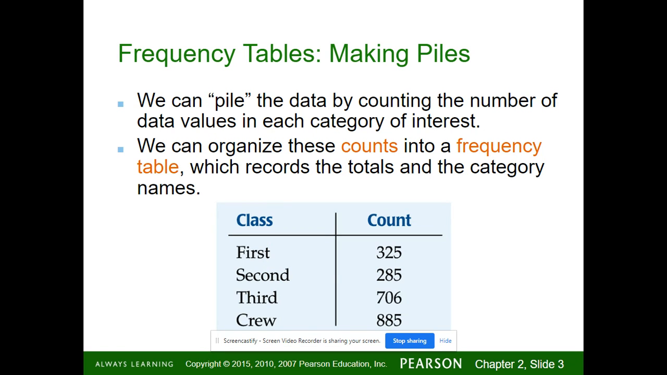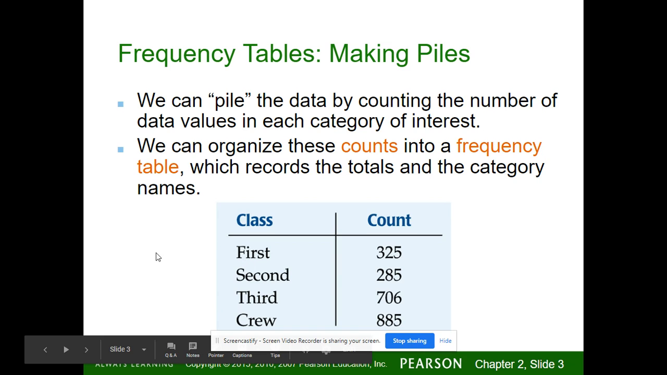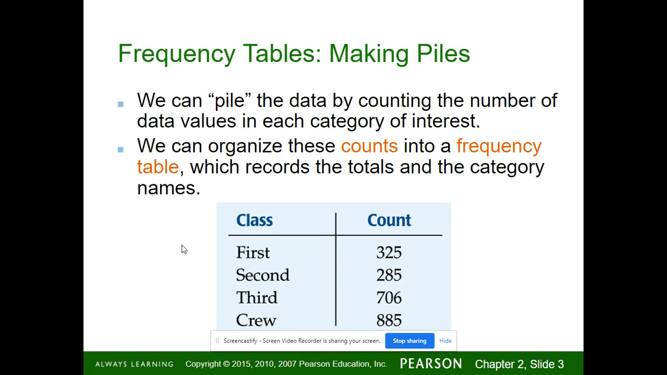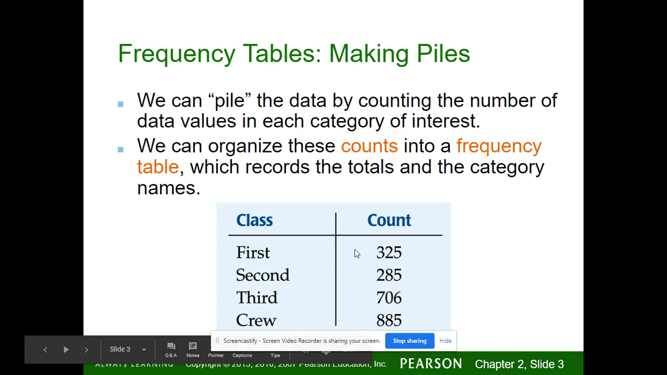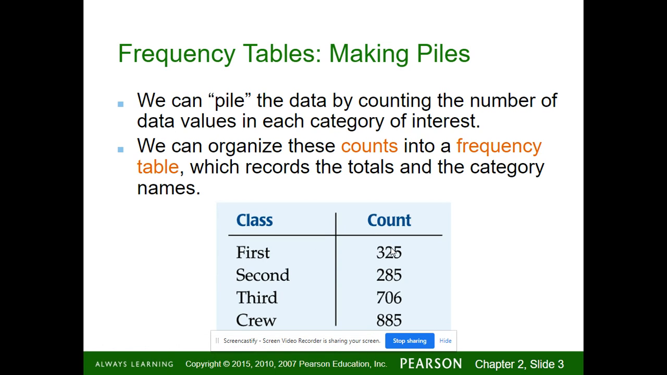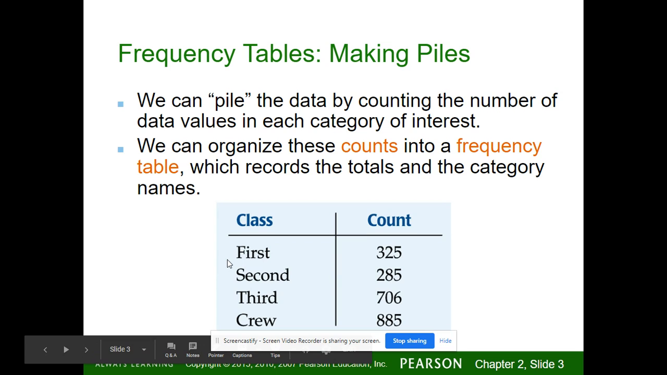First off, frequency tables. I kind of mentioned this in the last chapter. They call it piling the data into categories. You can see here are the different categories of our variable. These are numbers from the Titanic: first class, second class, third class, and crew. As you can see, it's the frequency in each category, hence frequency table.